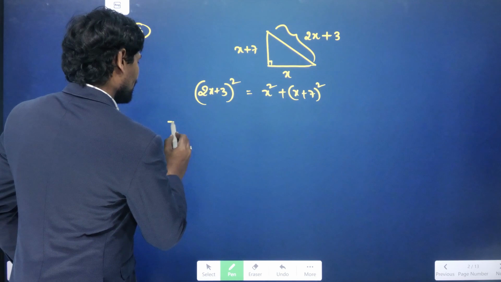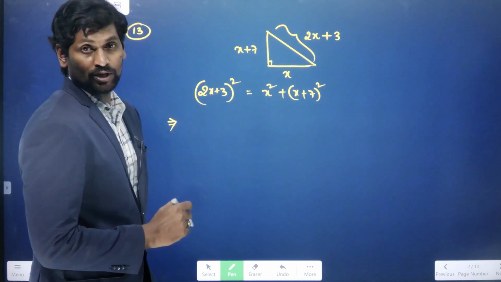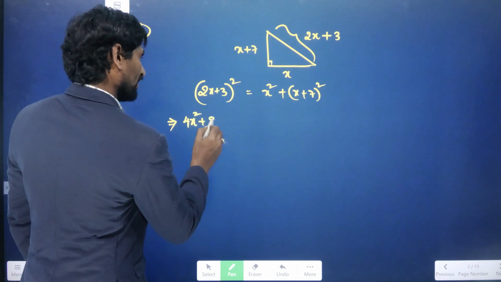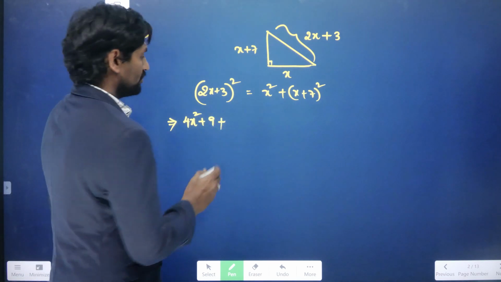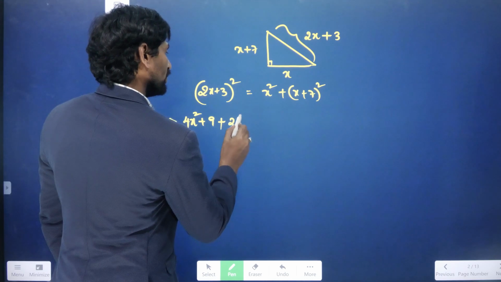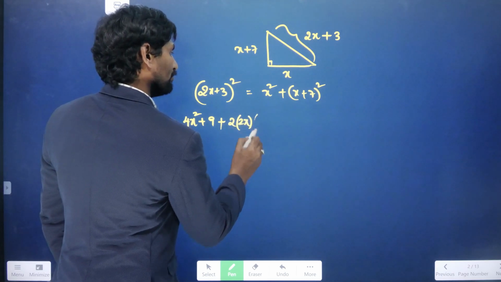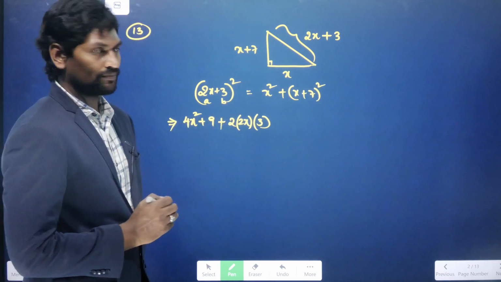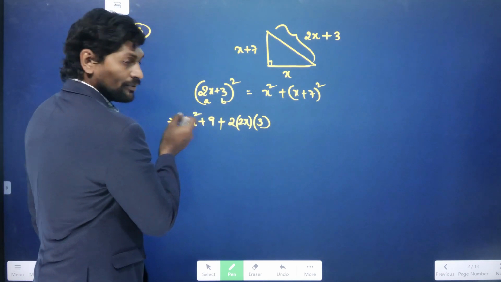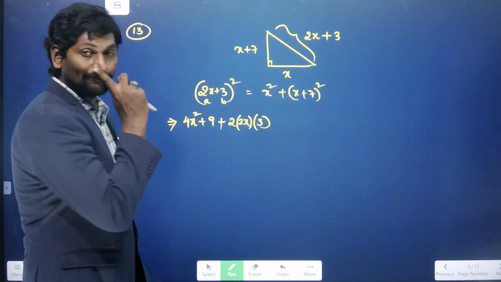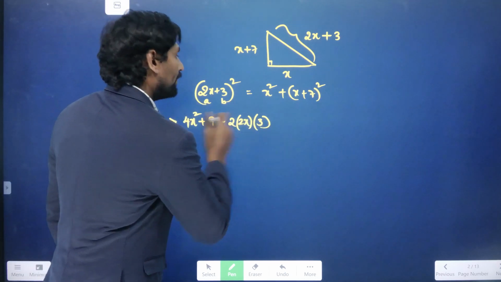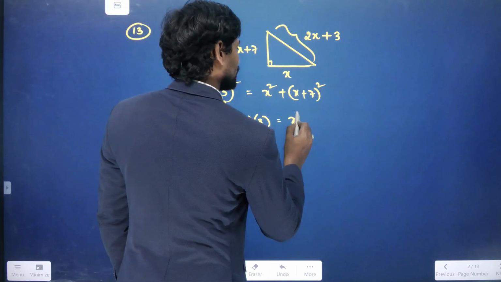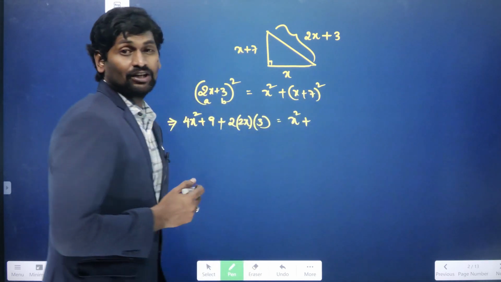Now simplify this. The left hand side is in the form of (a plus b) whole square. So a square, 4x square, plus b square, value 9, plus 2ab. Let us consider this one a and this one b. In the (a plus b) whole square formula, a square, (2x) whole square, means 4x square. b square, 3 square, means 9. 2ab is 2 into 2x into 3. That is equal to x square plus (x plus 7) whole square.